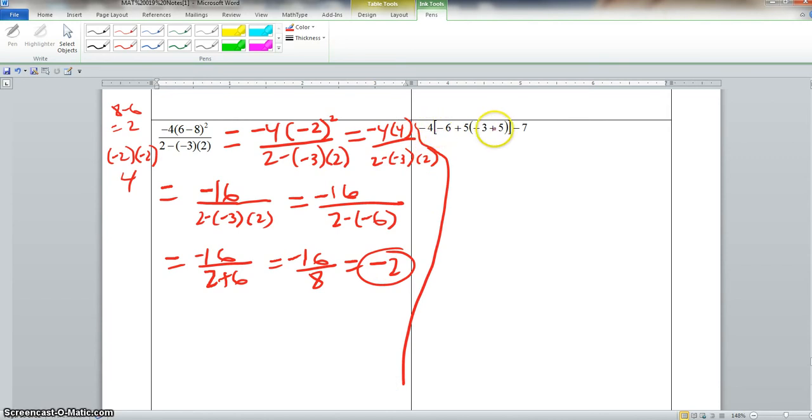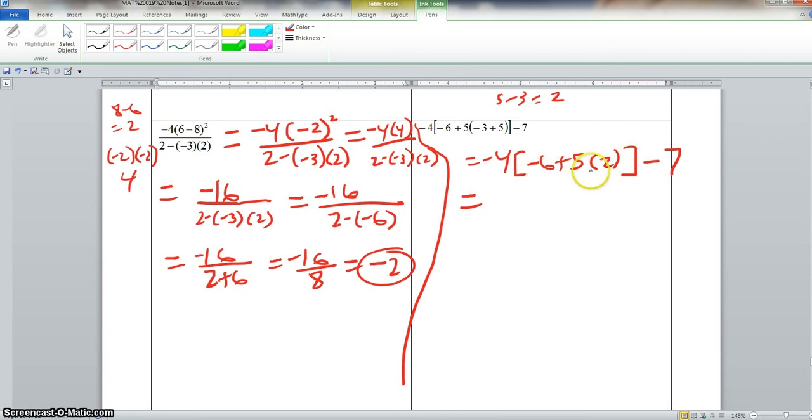Now we go here. We have a -4 bracket, -6 plus 5 parenthesis, -3 plus 5, and then -7 on the outside. So the first thing we would do is go inside this bracket and do this parenthesis. So this -3 plus 5 is the same as 5 minus 3, which is 2. And since 5 is the larger number and is positive, your answer will remain positive. So we will have -4 bracket -6 plus 5, in parentheses we have 2, and then bracket -7.